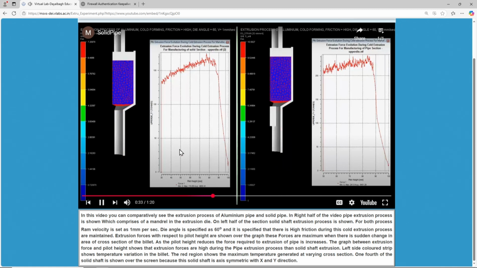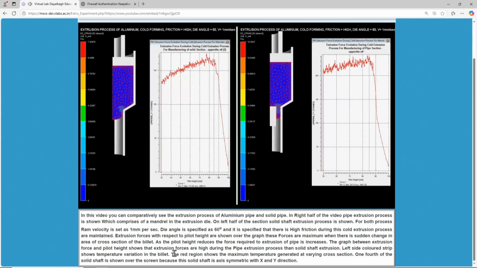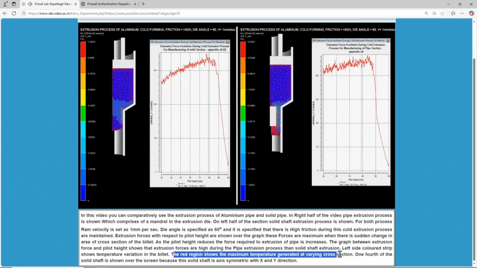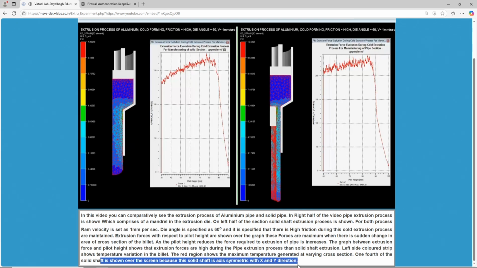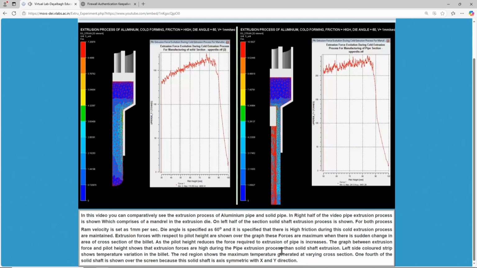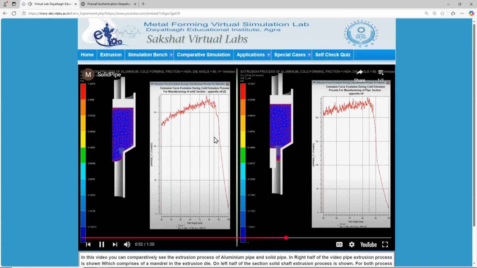Here temperature variation in the billet is being shown. You can see the color. The red region shows the maximum temperature generated at various cross sections. A quarter of the solid shaft is being shown on screen so that the inside view is clear, because the shaft is axis symmetric. So this is extrusion.